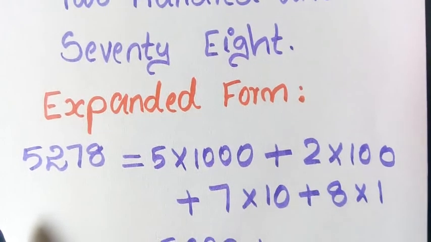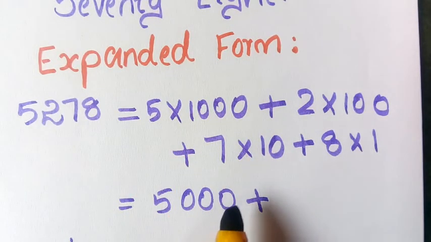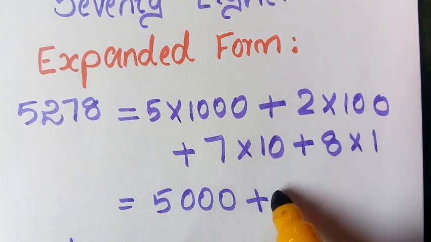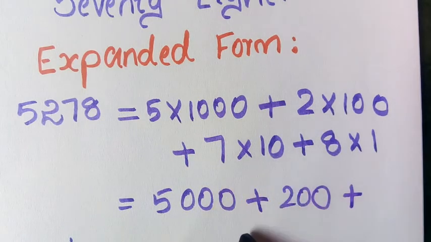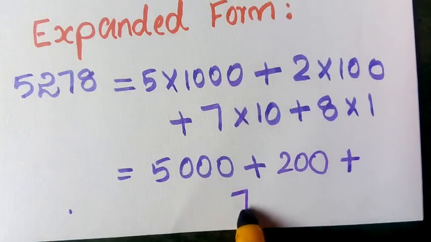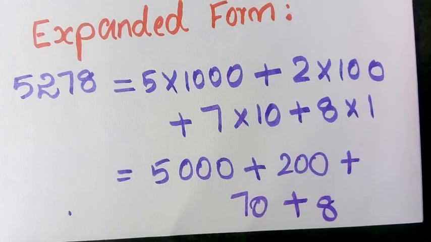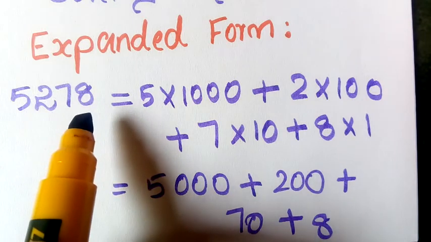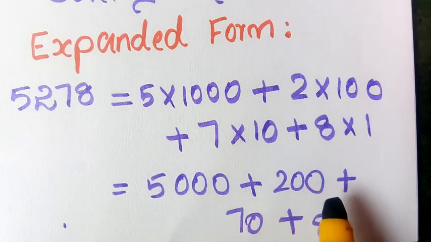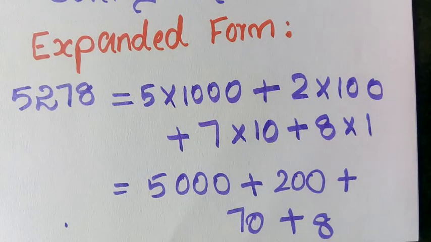Okay. Now, what is 5 into 1000? 5 into 1000 is 5000. Plus, what is 2 into 100? 200. Then plus, what is 7 into 10? 70. Then this plus, what is 8 into 1? 8. So the expanded form of 5278 is 5000 plus 200 plus 70 plus 8. While discussing one more question, you will clearly understand what is meant by expanded form.